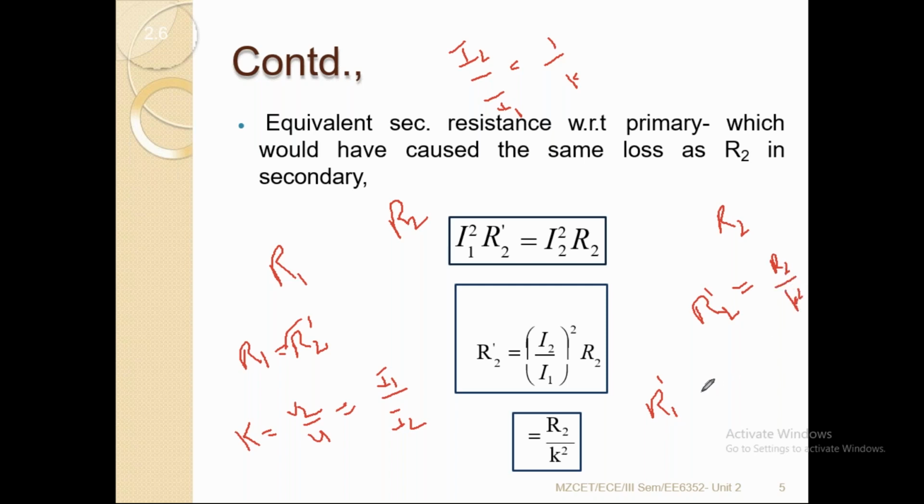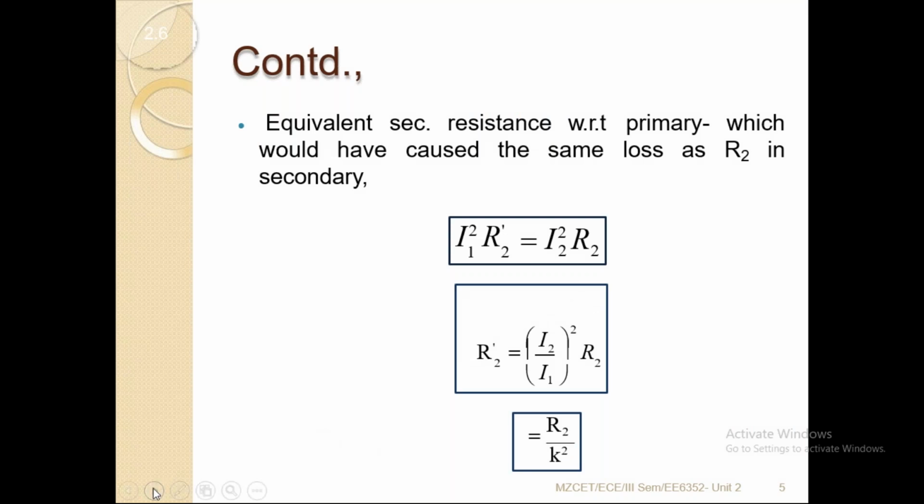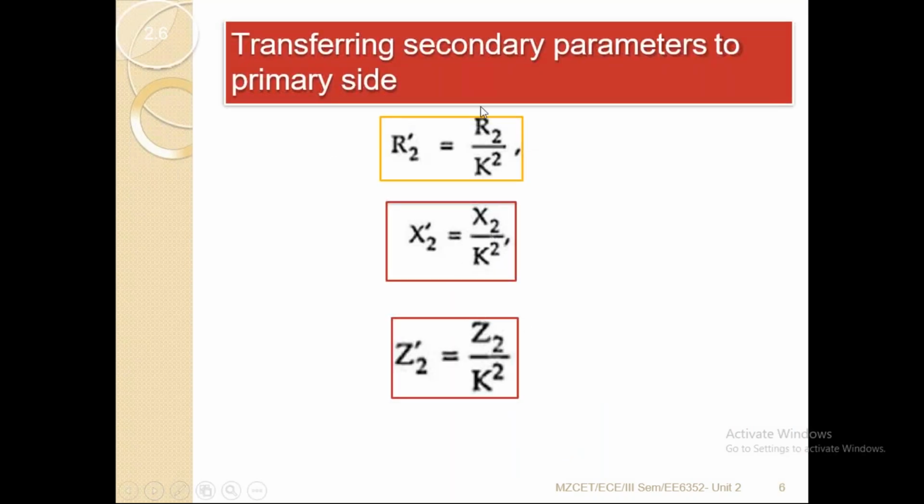In the same way, you can get the reactance. So when the secondary reactance is shifted to the primary, it is denoted by X2 dash, and you will get X2 divided by K square. Keep remembering these two equations. Right. So this is the equation we can represent when secondary parameters are referred to the primary. So here, transferring the secondary parameters to the primary side.